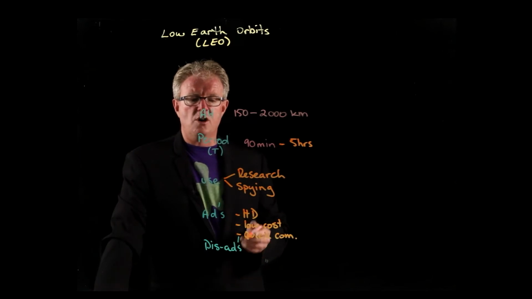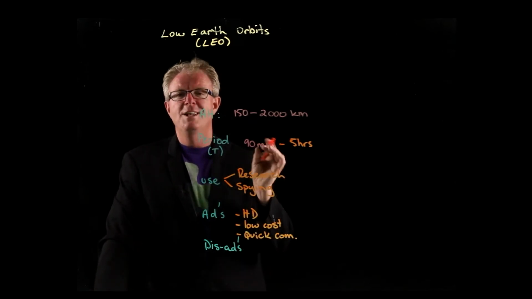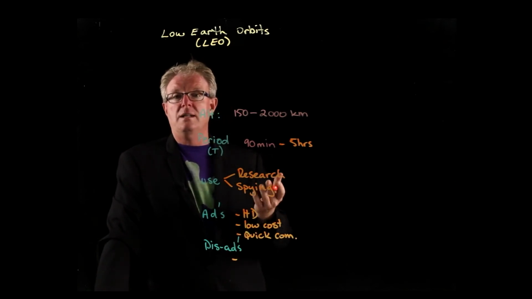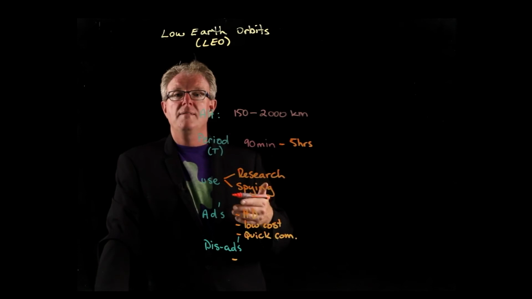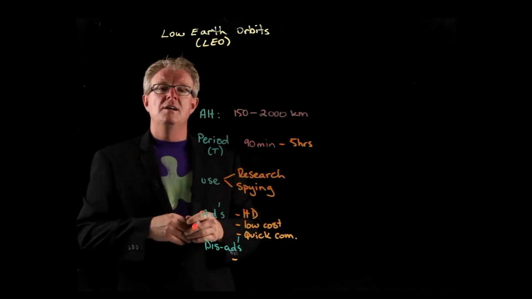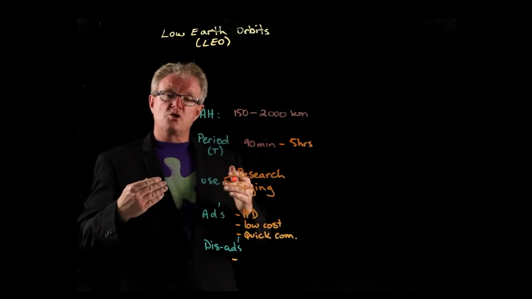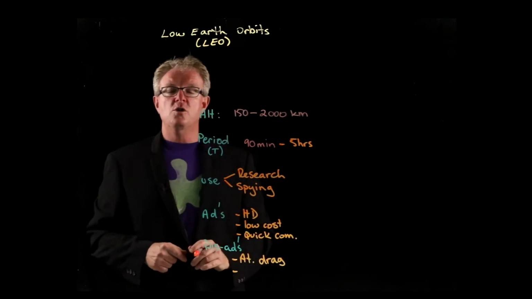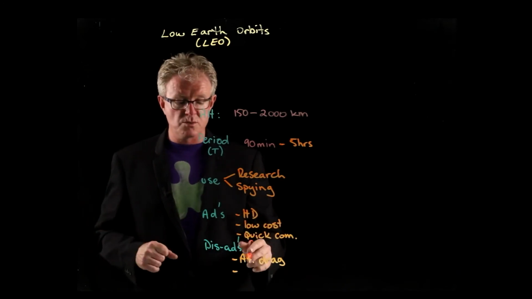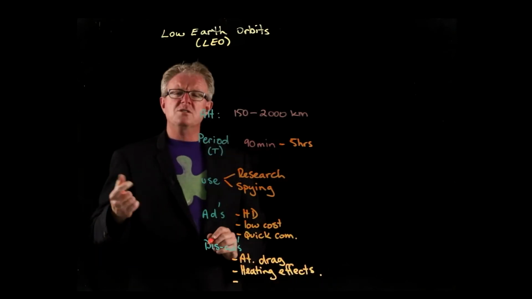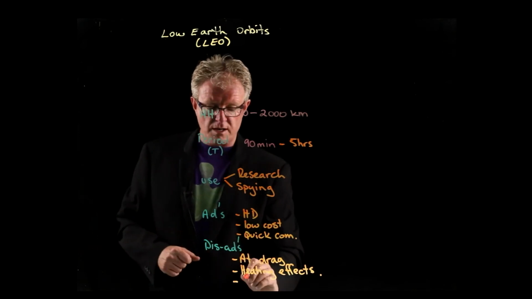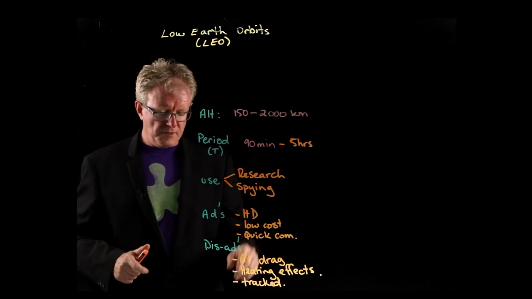What are some of the disadvantages of having low Earth orbits? Well, the first one is that you have a greater chance of them interacting with the atmosphere, and so atmospheric drag, and therefore that can affect their orbital period, because as they hit the atmosphere they slow down, and that causes them to drift out of their orbit. You can also have heating effects from the atmosphere and the friction of the atmosphere, and that can cause damage as well. And they also need to be tracked, because there's so many of these low Earth orbits that they need to be tracked.